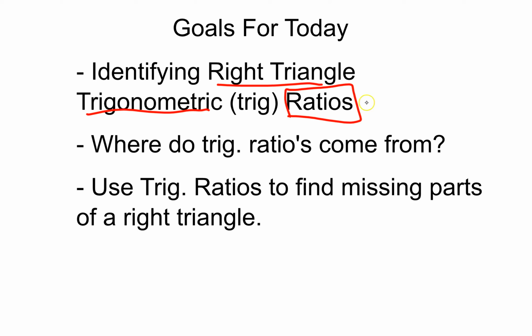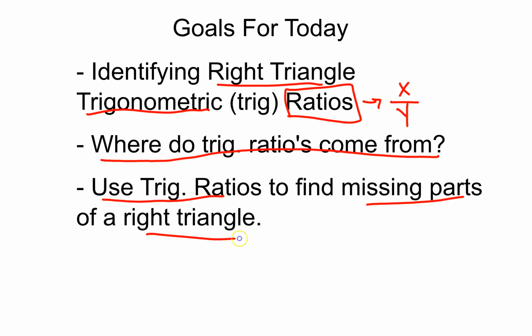If you remember, ratios are like fractions. They're like a number over another number, so it's going to be something over something else. With right triangle trig, we're always going to be dealing with those ratios. Once we figure out what those ratios are, we're going to look at where those ratios actually come from and how we can figure them out. And then finally, we're going to look at how we can use those ratios to actually find missing parts of a right triangle. So those are the 3 things we need to look at today.